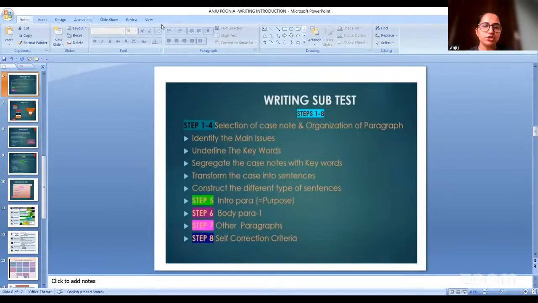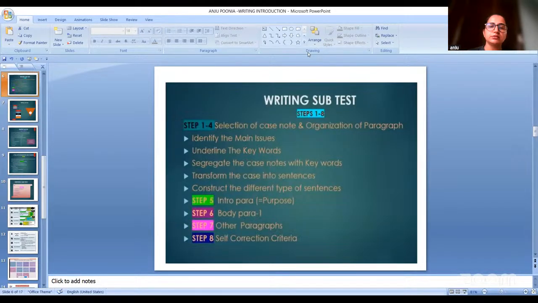And step 5, intro paragraph: purpose. Step 6, body paragraphs. Firstly, when we do the purpose, it is followed by body paragraph 1, according to the father's strategy. The father already explained this, and the coded video is already on YouTube. The father mentioned that after the purpose, the first paragraph is related to the present condition. For example, if it is a discharge letter, the patient is suffering from something, that is the condition. In the next paragraph we mention what happened.